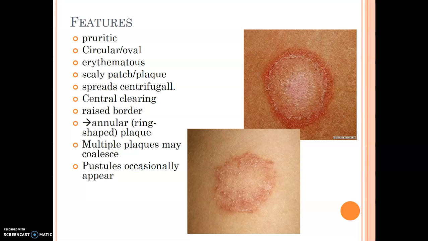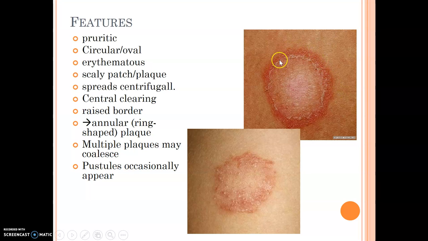Tinea infection is itchy, and you have a typical shape of either circular or oval. It is erythematous. But another typical feature is that you have this scale or patch which spreads centrifugally, starting here and spreading outward with central clearing, raised border. Sometimes multiple plaques may coalesce, I mean combine, and sometimes you can see pustules. So it's circular, oval. This is a typical feature.